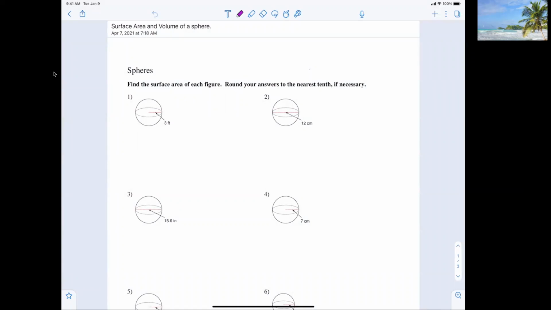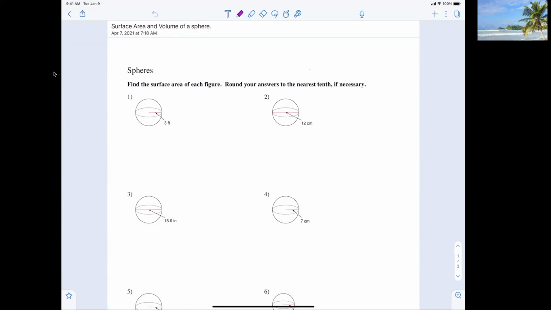You better check that formula, girl. Check that formula. Come on, look it up, please. Volume and surface area of a sphere.